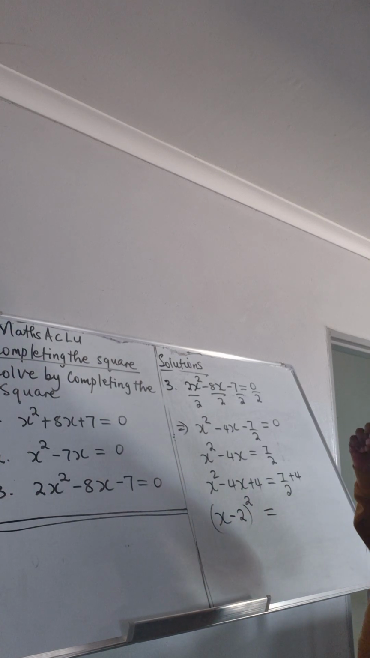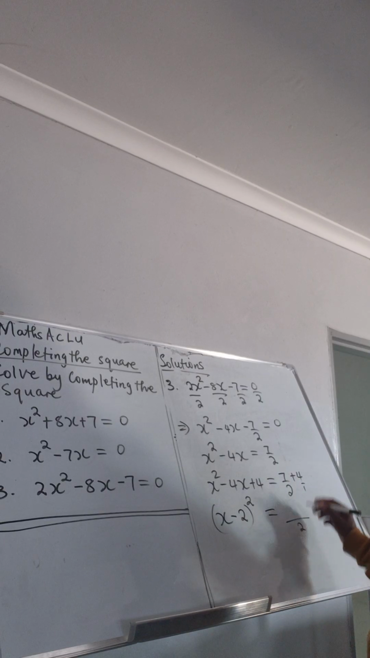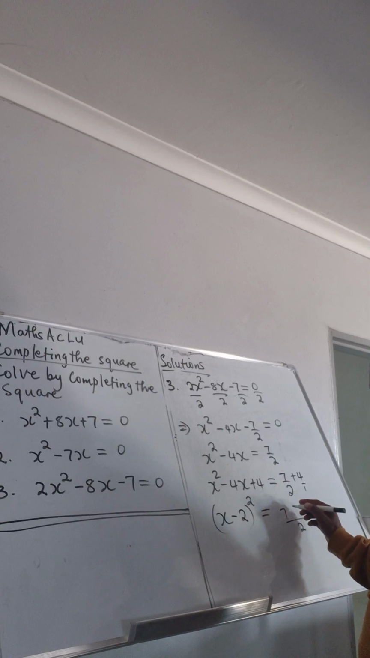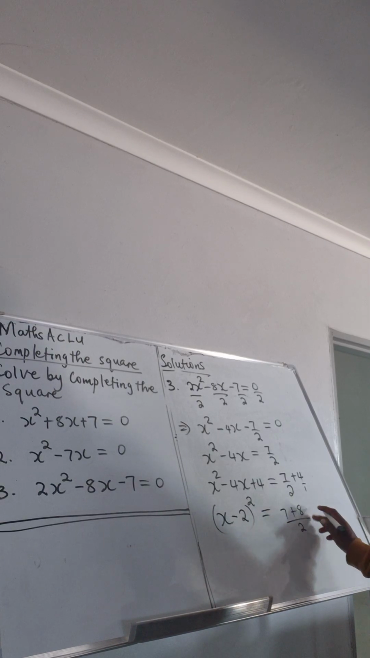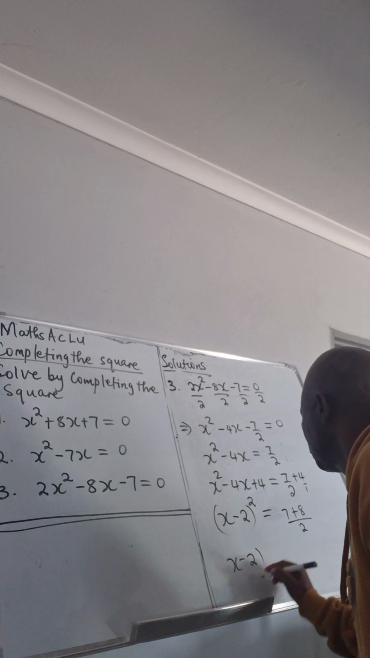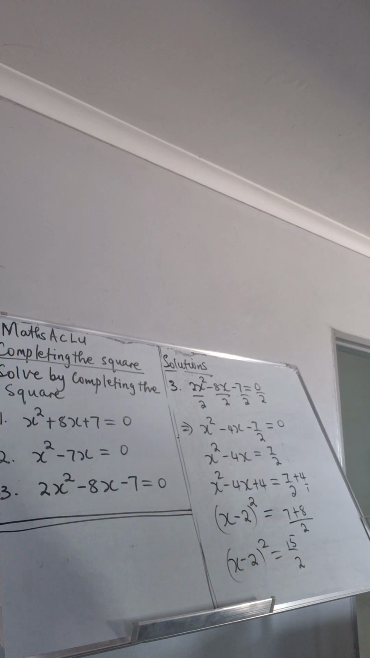Equal to, let's take this one to be a single fraction. Is 7 plus 8, right? 7 plus 8. So x minus 2 squared is equal to 15 over 2.